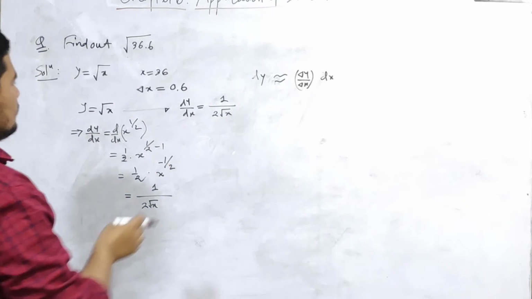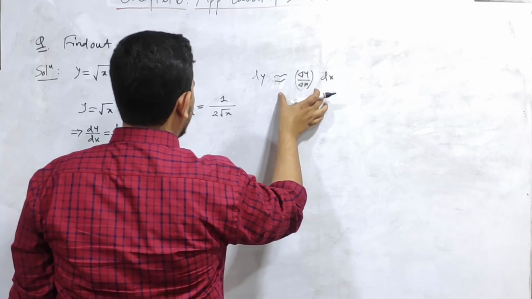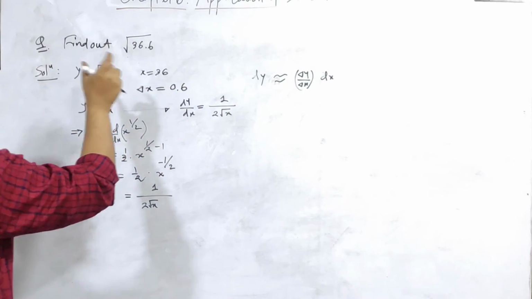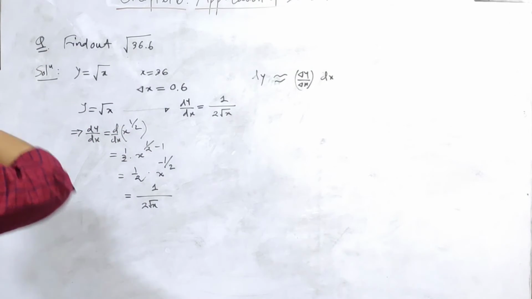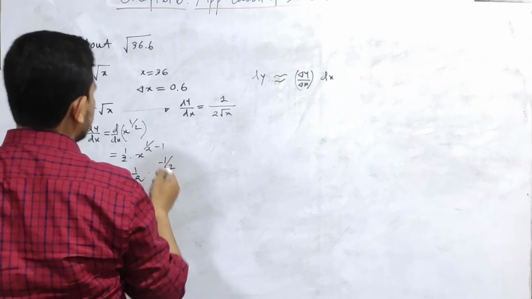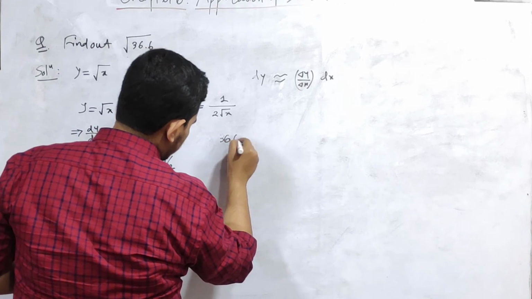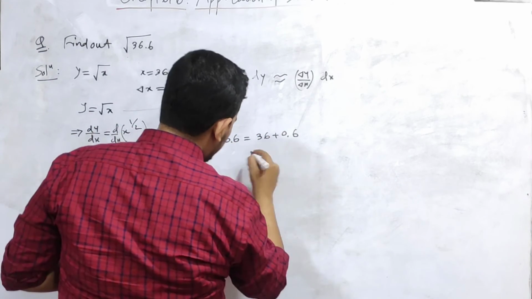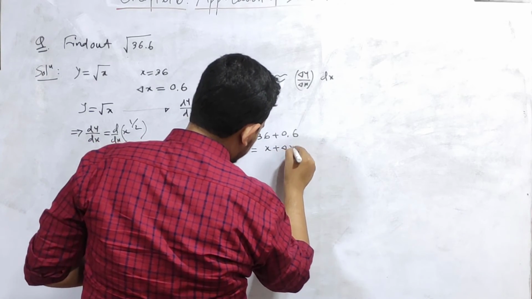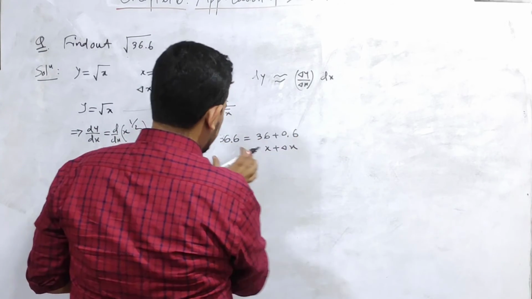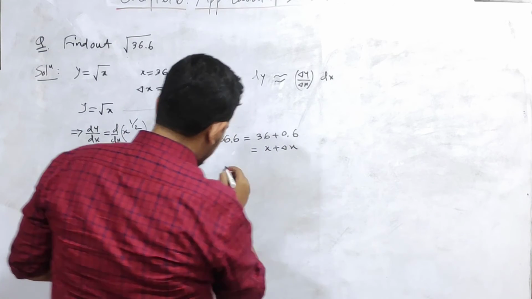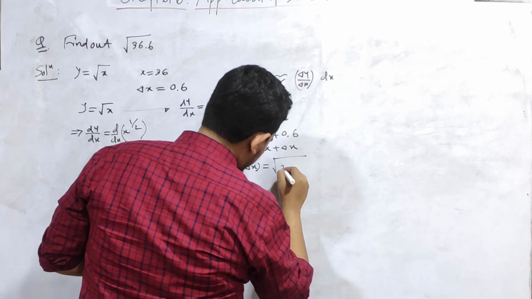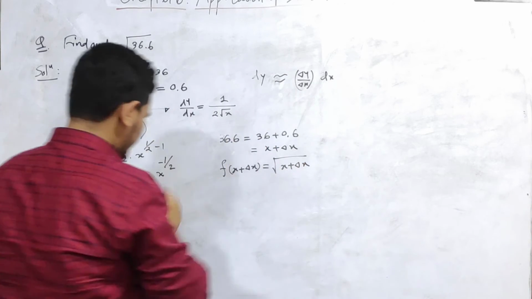So basically what we need to find here is this del x and del y. Now we are going to find the value of this term, that is root 36.6. 36.6 basically means 36 plus 0.6. So this is actually x plus del x, which is basically this.